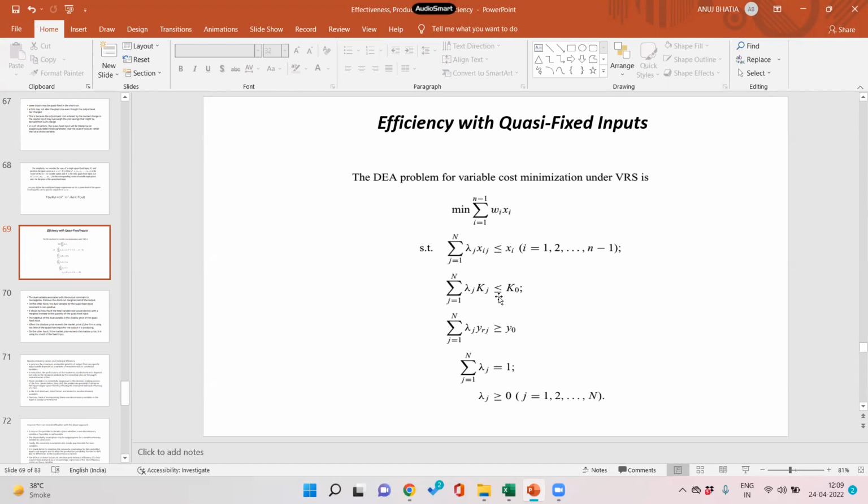Sum of lambda_j k_j less than or equal to k_0. This is the fixed input. The sum of weights times the quantity of the fixed input should be less than or equal to the quantity of the fixed input for the firm under observation, and the sum of lambda_j y_rj is greater than or equal to y_0, the output of the firm under observation. Sum of lambda should be equal to 1, and the weights are non-negative. The only difference here is this constraint where one of the inputs, for us it is capital, is fixed.